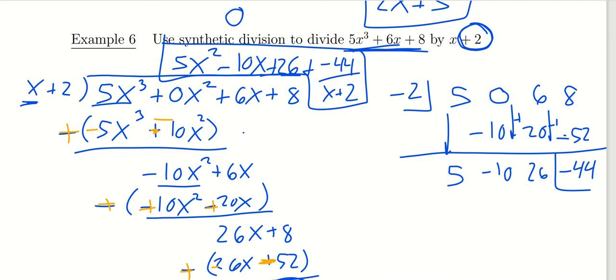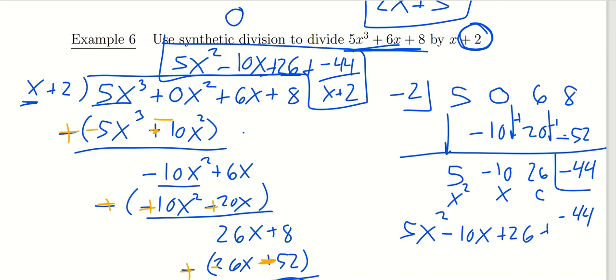Again, working backwards, what's beside the remainder is the constant, then the x term, then the x squared term. So the solution is 5x squared minus 10x plus 26 plus negative 44 over divisor, remainder over divisor. That's going to be x plus 2.